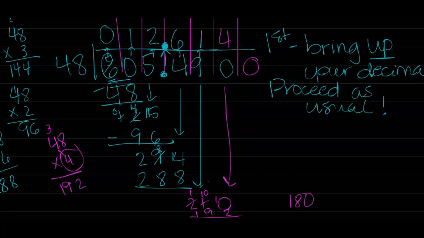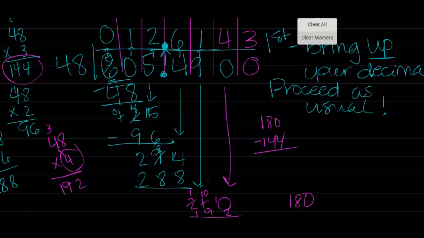We'd have 180. Let's see. Oh, it'd be 3 because you could just keep on going. Let's see, 180 minus 144. Y'all, I could just keep going. But anyway, that's how you long divide. It's really the exact same thing. You just have to bring up your decimal. All right.